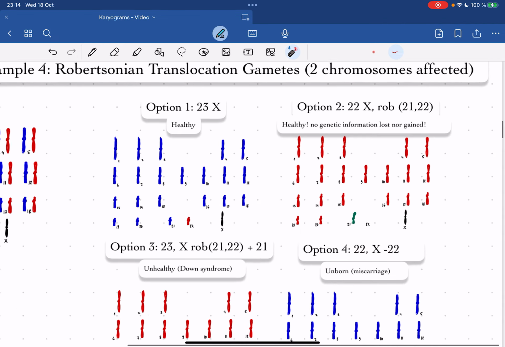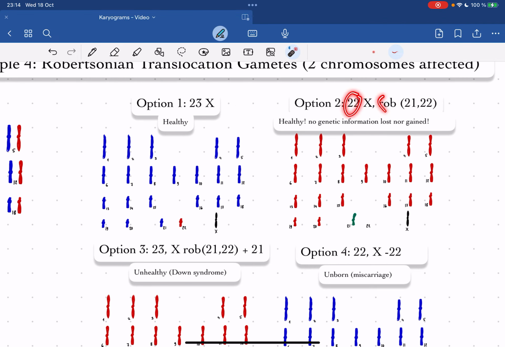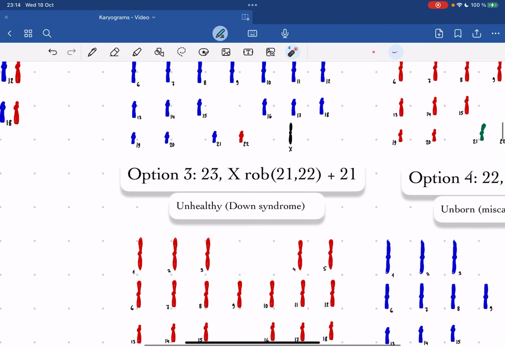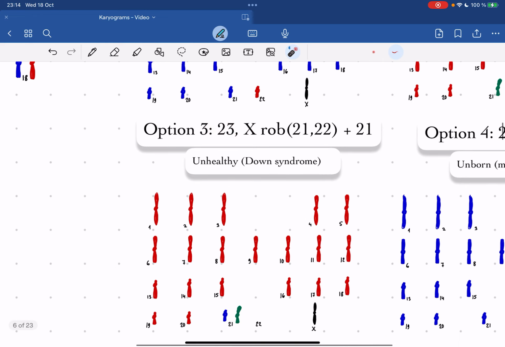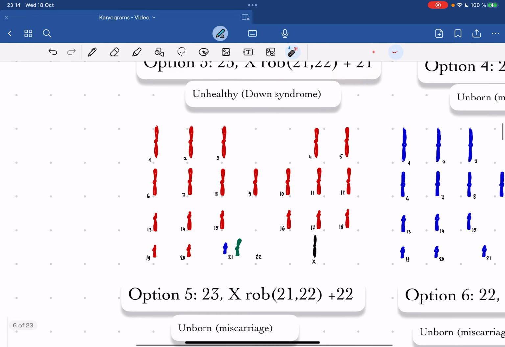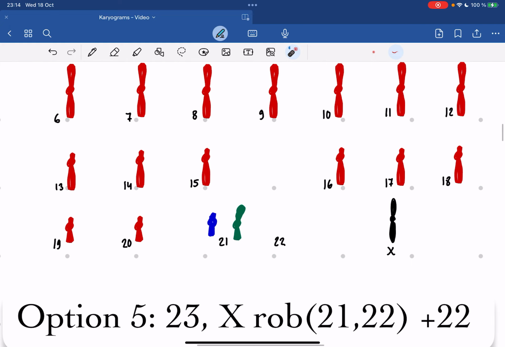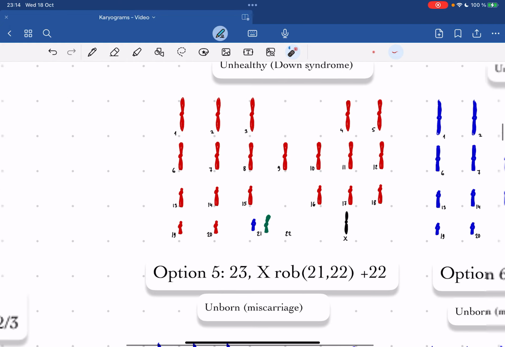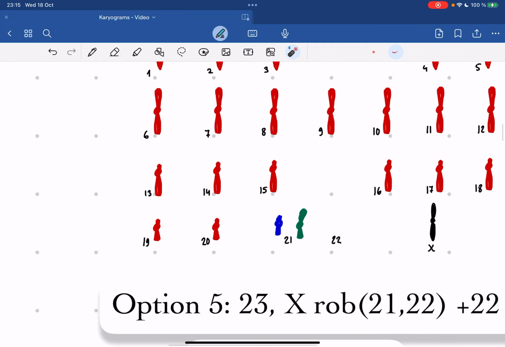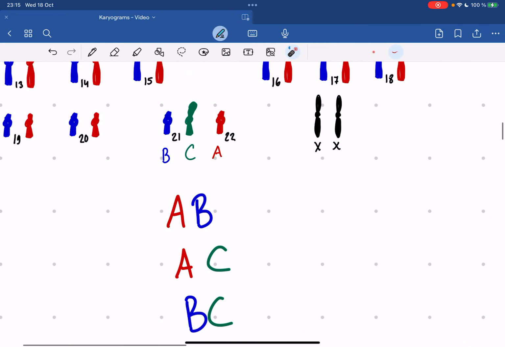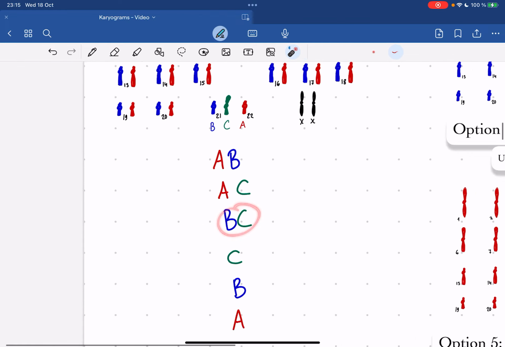Meaning, remember what I said, if we have 22 Robertsonian, that means that we have an equal genetic distribution. There's no loss or gain. But now we have 23 Robertsonian. That means that we have an additional chromosome. And for us, it would be an additional chromosome on chromosome number 21, which is right here. Now, why this matters, and remember this would be BC, so it would be this type of assortment.